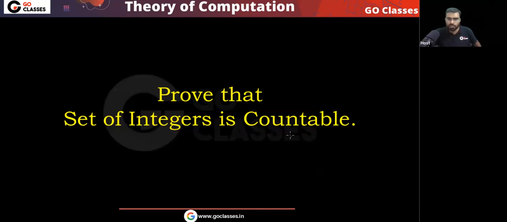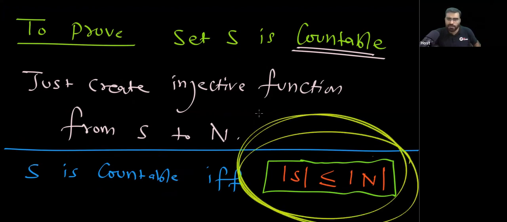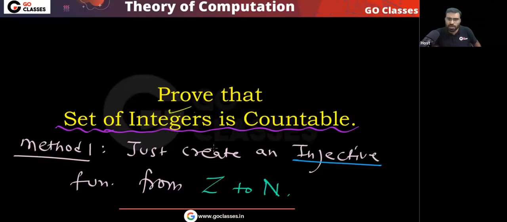Very good. Please notice, if you want to prove set S is countable, S is countable if and only if there exists an injective function from S to N. So I want to prove integers are countable, so just create an injective function from Z to N. Can you create an injective function from Z to N? Forcefully, any injective function will work.